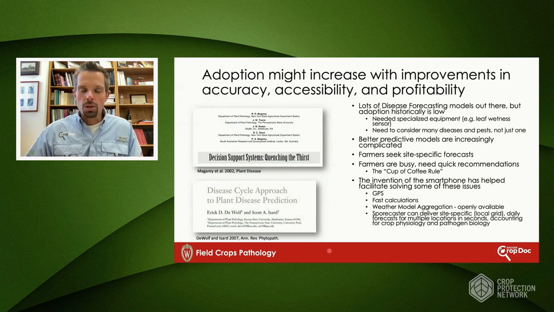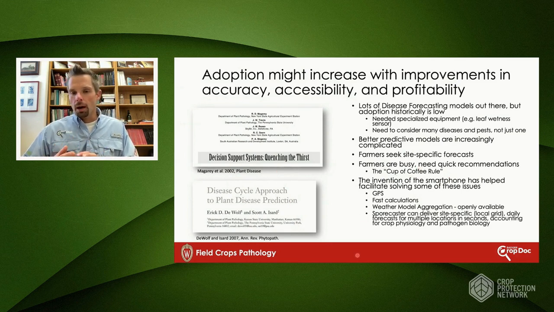So one of the rules that we borrowed actually from this McGarry et al. paper is the cup of coffee rule. In that paper, they talk about how to get a farmer to adopt a forecasting system. They need to be able to run that forecast and get their decision in the time it takes them to drink a cup of coffee.